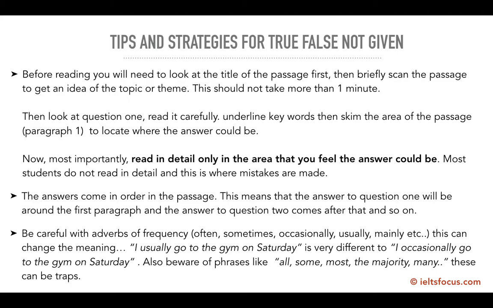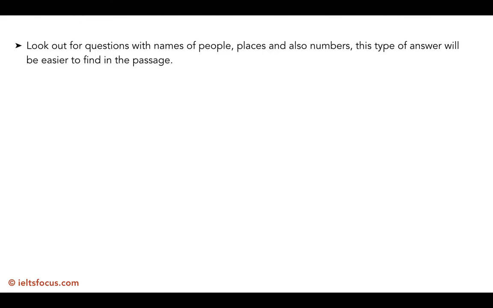Things like adverbs of frequency, like often, sometimes, occasionally, etc., can actually change the meaning. For example, if I say I usually go to the gym on Saturday, that's a very different meaning to I occasionally go to the gym on Saturday. And beware of phrases like all or some or most or the majority of. These can be little traps in the reading test. And look out for questions with names of people or names of places and numbers. This type of answer will be quite easy to find in the passage.